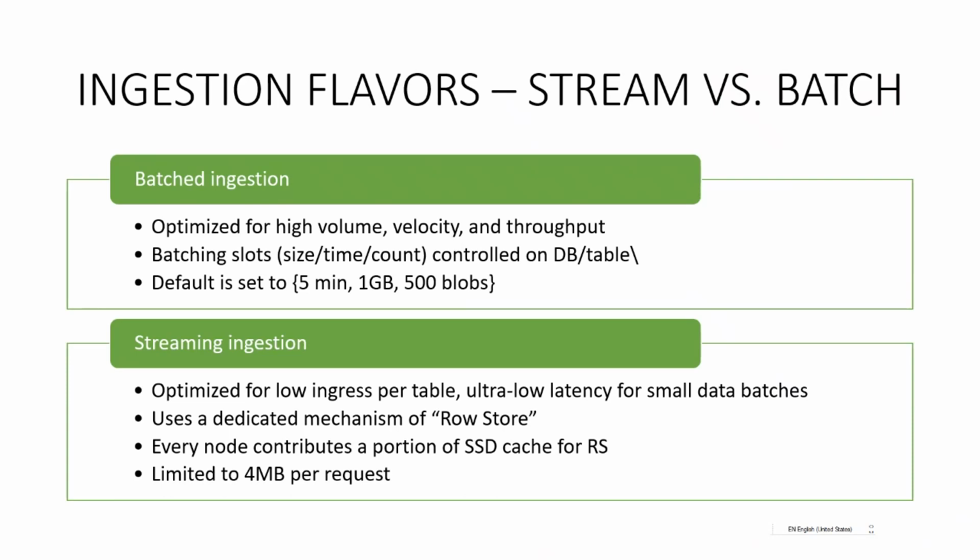Batching is governed by 3 parameters. The first one is time, 5 minutes. The second one is size, whenever we get to 1 gigabyte of data. And the third one is quantity, whenever we get to 500 units that were ingested. Once the system meets one of the criteria, the data is immediately sealed, ingested and available for query. Those 3 parameters are adjustable.